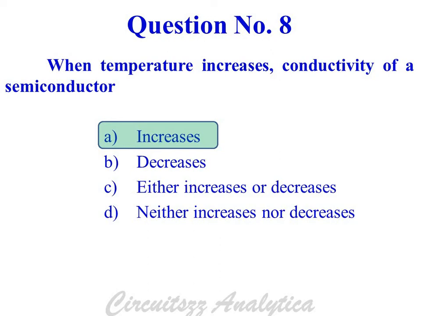Conductivity of a material depends upon the number of free electrons. When temperature increases, as more number of covalent bonds are broken, number of free electrons increases, or we can say conductivity of a semiconductor increases when temperature increases.